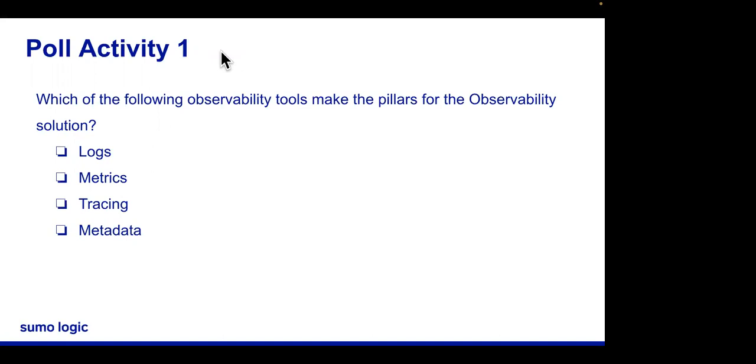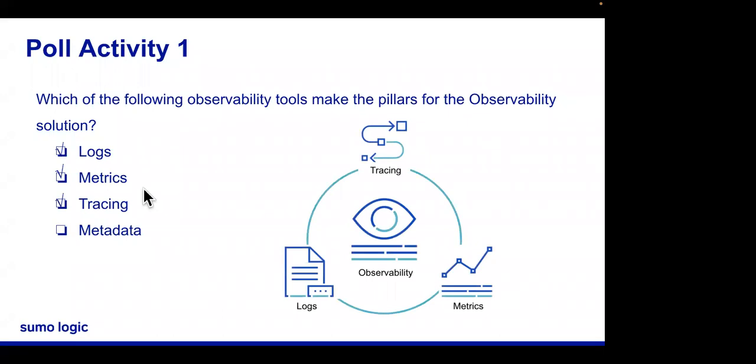Okay, that's fine too. Josh says logs, metrics, and tracing, and Josh is absolutely correct. So logs, metrics, and tracing are the pillars that make up our observability solution. There you go. Ding, ding, ding, ding, ding.